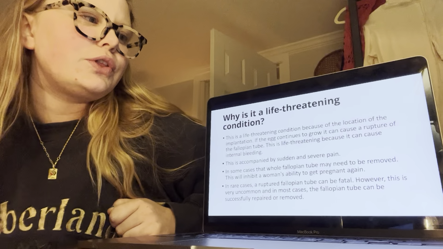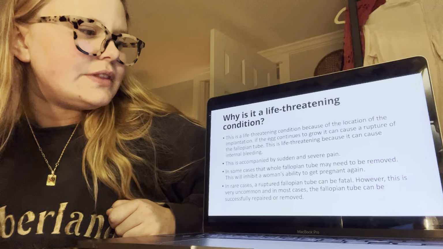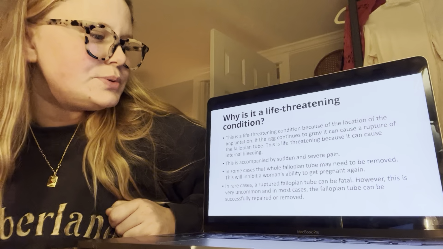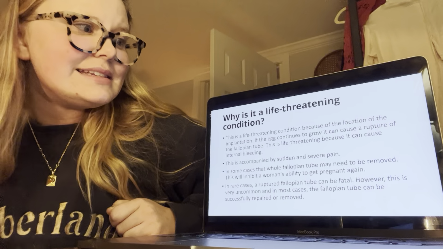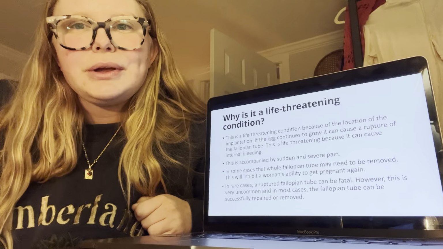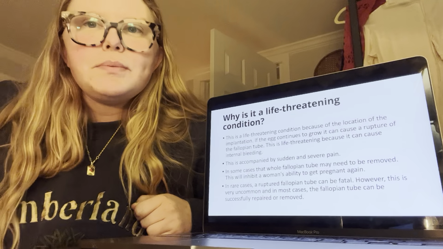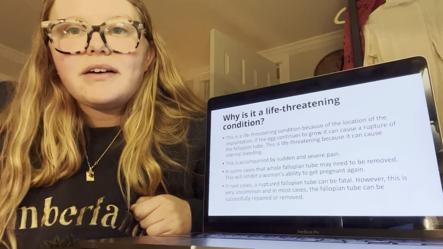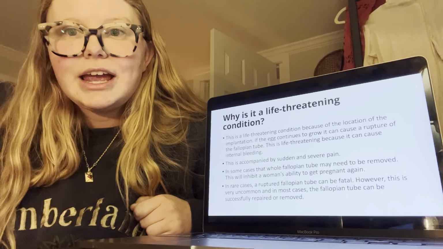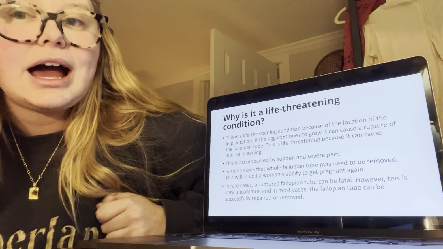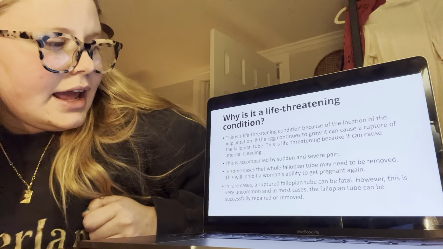So this is a life-threatening condition because of the location of the implantation. If the egg continues to grow, it can cause a rupture of the fallopian tube. This is life-threatening because it can cause internal bleeding. So the fallopian tube can also rupture and burst if it gets to that point, and internal bleeding is obviously a very dangerous thing to happen. This is accompanied by sudden and severe pain.